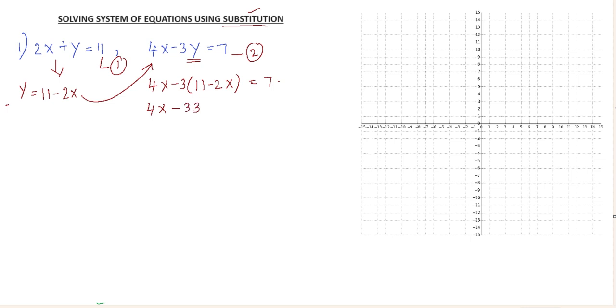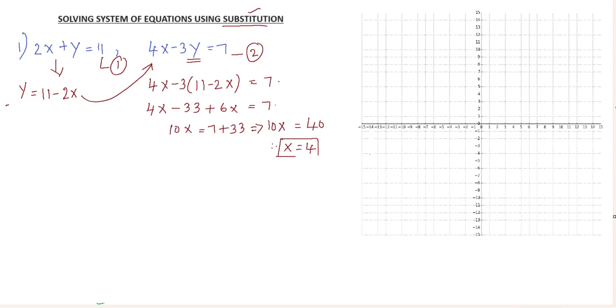4x minus 33. Minus into minus will be plus. So plus 6x is equal to 7. So 4x plus 6x is 10x equal to 7 plus 33. So we get 10x is equal to 40. Therefore, x value will be 4.